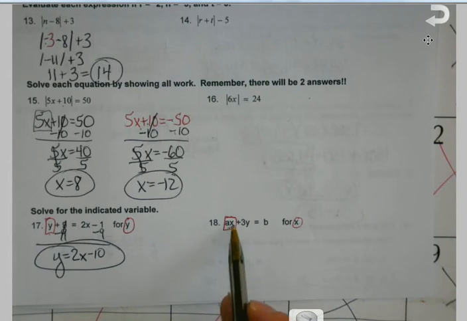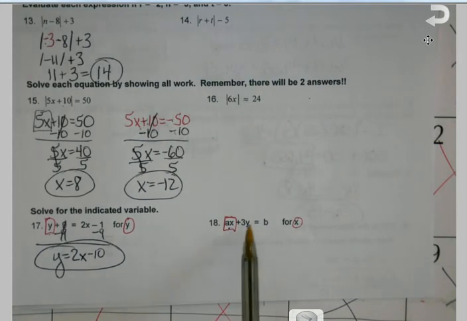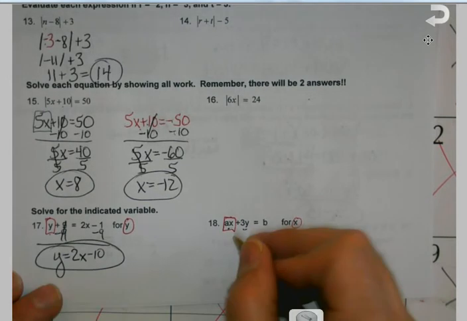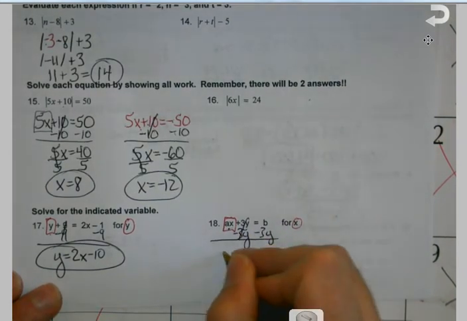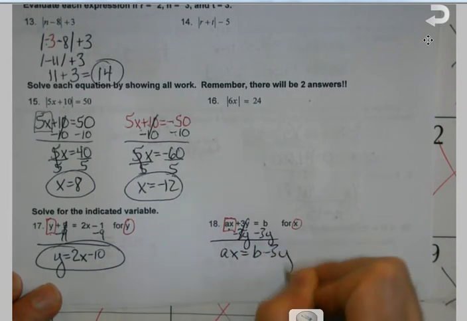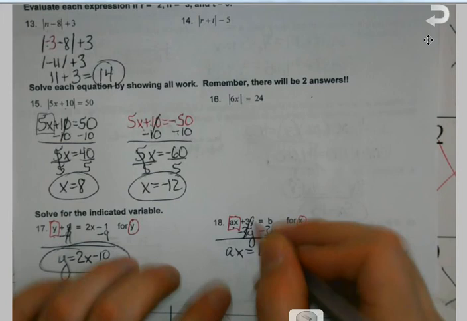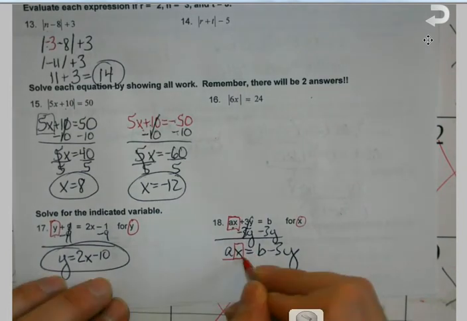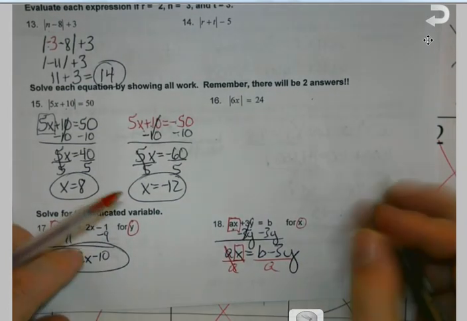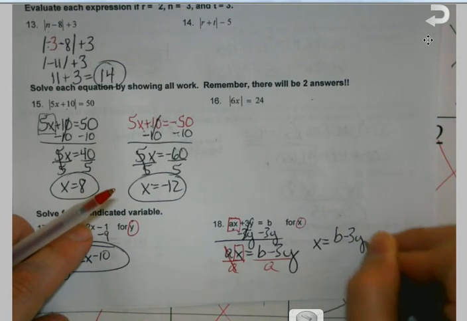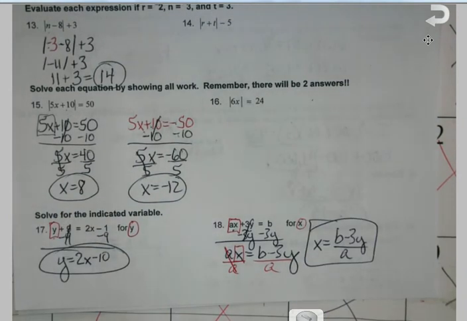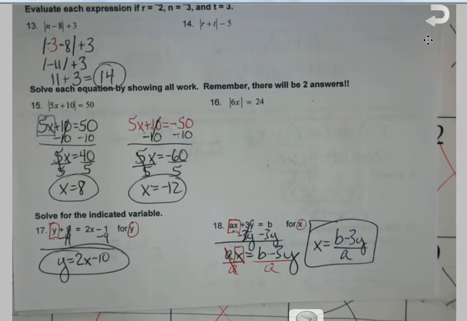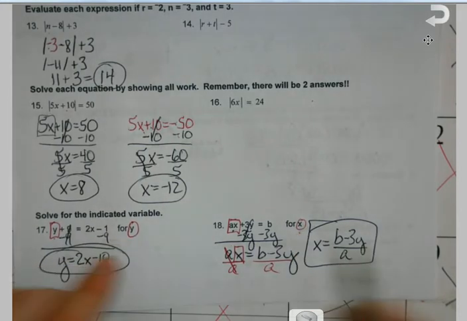Like here, before I can get x alone, I've got to get that term alone, the ax. How do I dump the plus 3y? Subtract it. And it's going to look weird, and that's okay. Okay, so I subtracted the 3y. What's my last step to get x by itself? Divide by that a. And we're good to go. So just look at the end to see what variable you're trying to get alone, because it won't be x every time. Sometimes it'll be some other things.